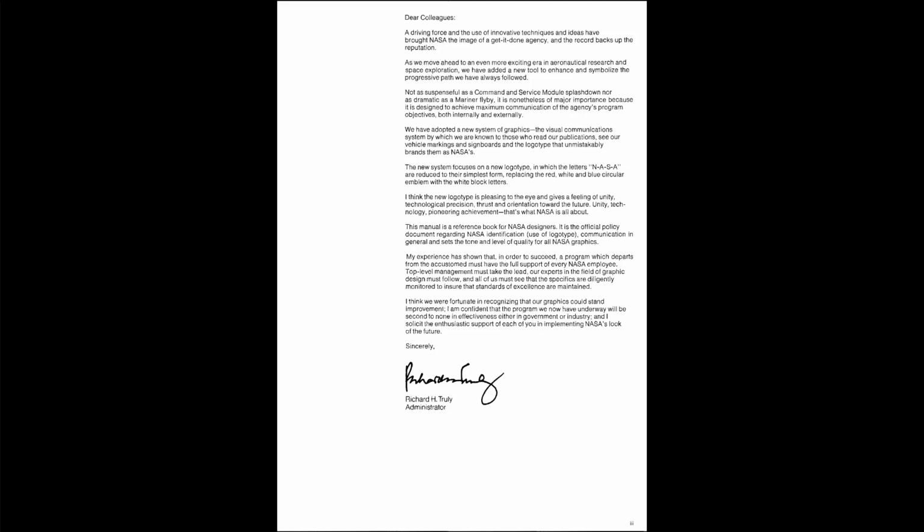So I think the new logotype is pleasing to the eye and gives a feeling of unity, technological precision, thrust and orientation towards the future. These are great emotive words. If you're ever trying to get a logo done, try to think of the emotive words that you actually are trying to communicate, not just physically, we do rockets, or we're going to be doing space shuttles next, or something like that, because it's the feeling of unity, technological precision, thrust and orientation towards the future.